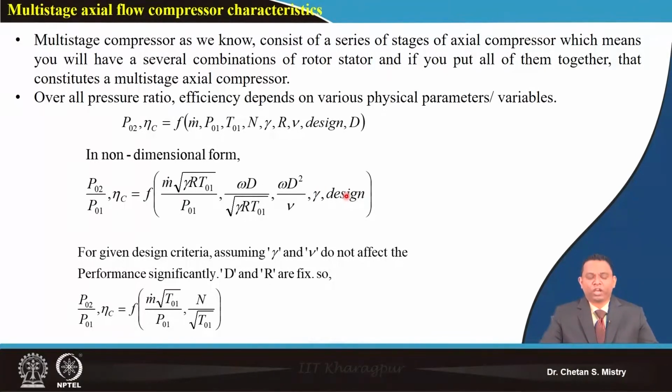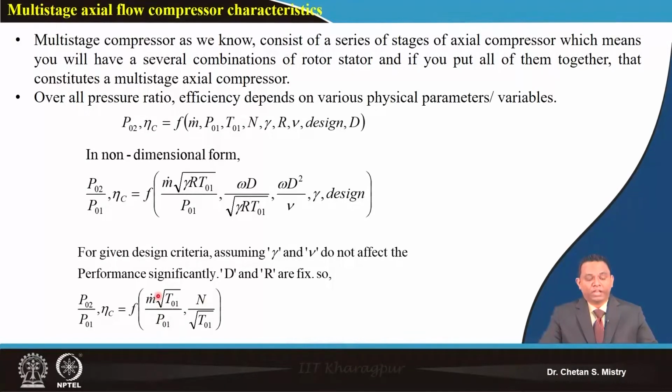Now when we are talking about a particular design criteria, we assume our gamma and this ratio are not affecting, and at the same time D and R are also fixed. So basically we are trying to reduce the number of parameters affecting our two parameters, the pressure ratio and efficiency. So that will come in terms of the mass flow parameter and speed parameter.